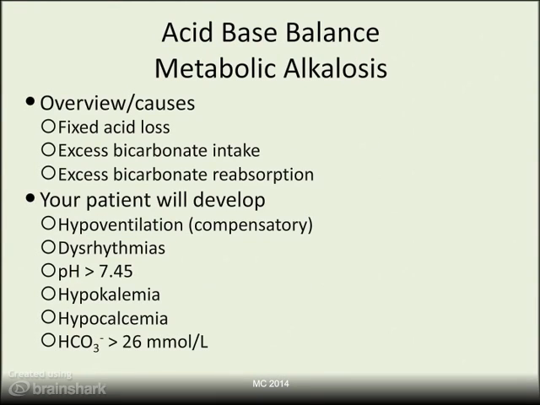Just the opposite of that is metabolic alkalosis, and a lot of times we'll see metabolic alkalosis with prolonged vomiting, hypovolemia, diuretic use, and hypokalemia. People who take in too much bicarbonate, or who we've given too much bicarbonate to correct another problem. The patient begins to breathe slowly to hopefully retain some acid. They'll develop dysrhythmias. They will also have hypokalemia and hypocalcemia. And we see these patients develop a bicarbonate that's greater than 26 or more.